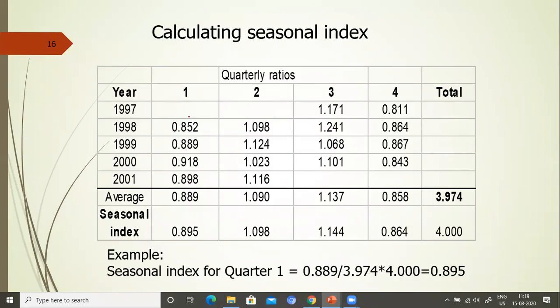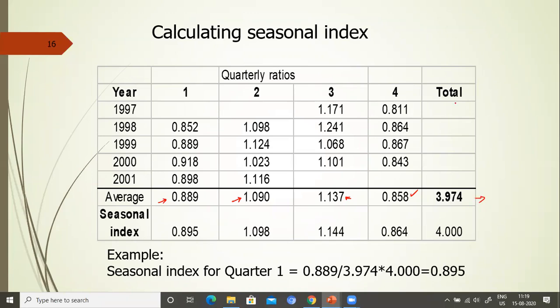What is happening here is we are going to take an average of quarterly ratios across each quarter. When I do that, the average of the ratios across all the quarter 1s comes out to be 0.889. The average of all the ratios in quarter 2 comes out to be 1, and quarter 3 comes out to be this, and quarter 4 is this one, right? These are just simple averages. When you sum it up, it comes to 3.974.